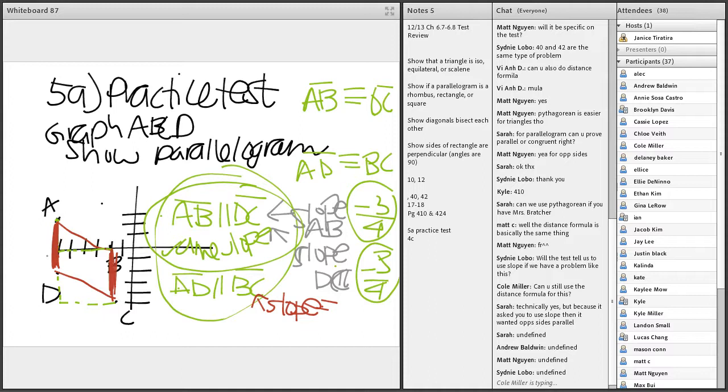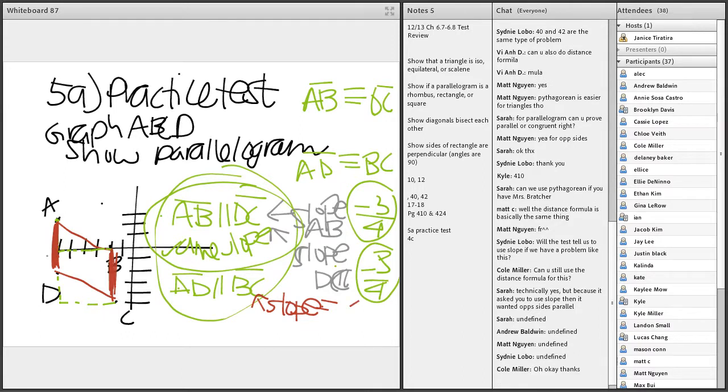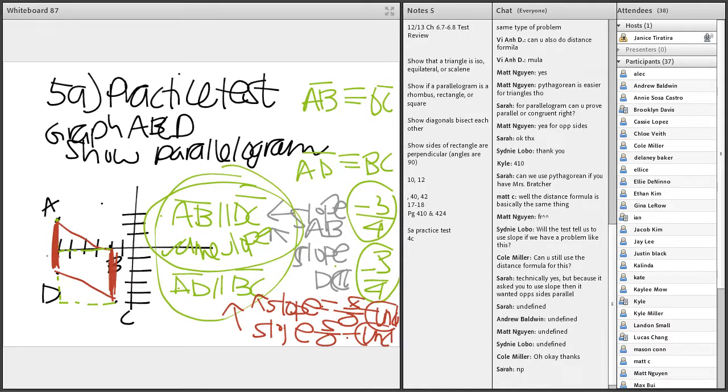AD went 5, up or down depending on where you start, over 0. And BC also went 5 over 0. But they're both undefined, just like 4 people wrote down. So undefined, undefined. Cool. Since they're the same, opposite sides are parallel. So same slope. Okay. All right.